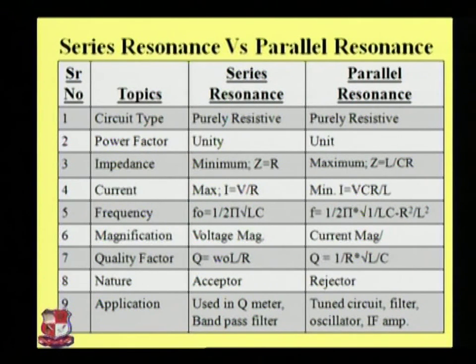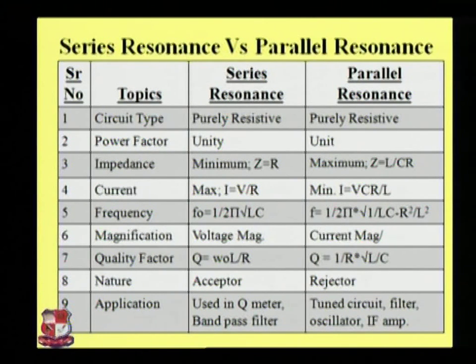Now the next parameter we compare is impedance, that is Z. The impedance for the series resonance is minimum, that is Z equals R. As we already discussed, the impedance in a star connection is also less. And if you are using the parallel resonance circuit, then you are getting the maximum impedance, that is Z equals L by C into R. Now L is the inductance of the inductor, C is the capacitance of the capacitor, and R is the resistance of the resistor.